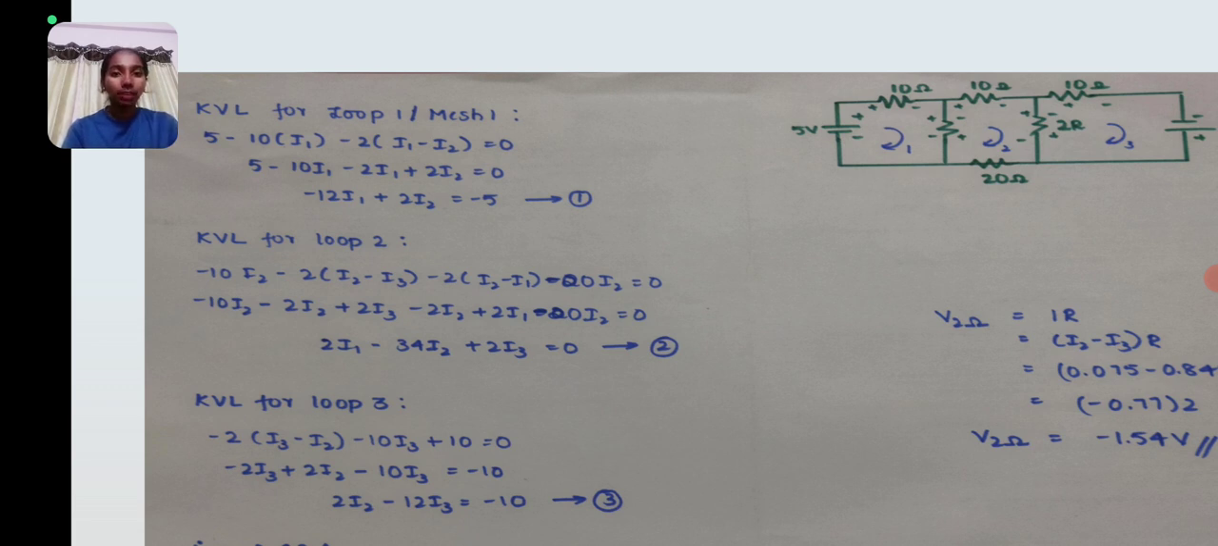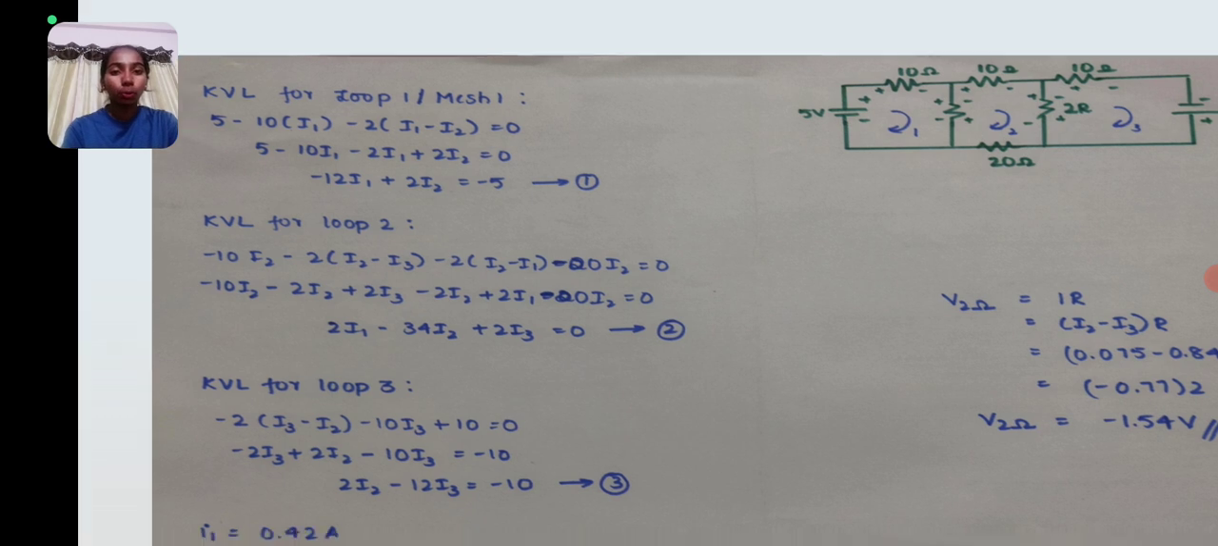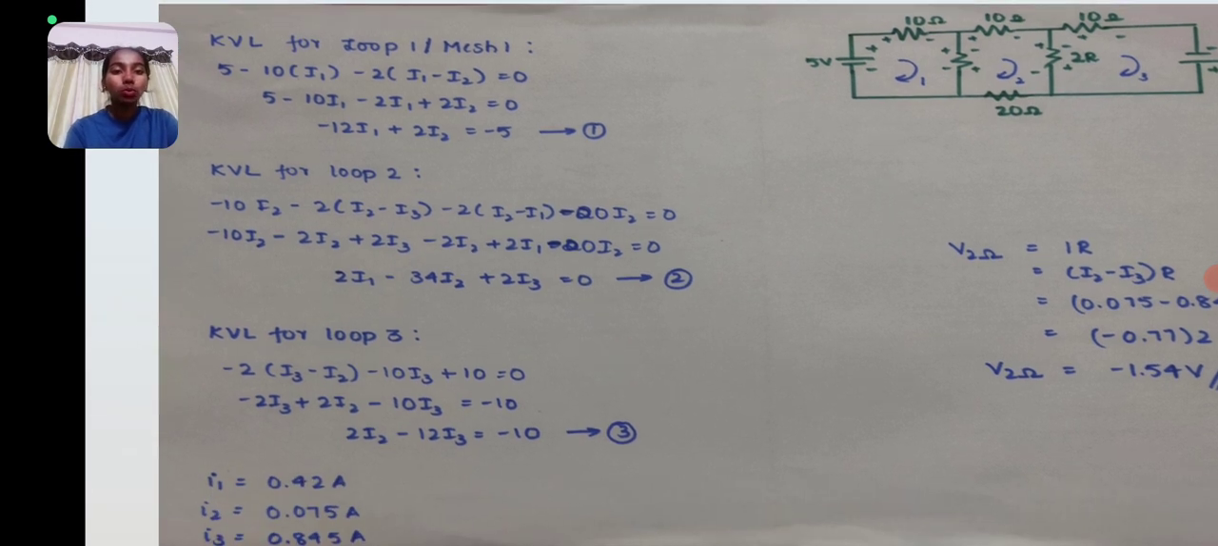Now applying KVL for loop 2, it is minus 10 I2 minus 2 (I2 minus I3) minus 2 (I2 minus I1) minus 20 I2 is equal to 0. On further simplification, we'll get 2 I1 minus 34 I2 plus 2 I3 is equal to 0. Consider it as equation 2. Now applying KVL for loop 3, it becomes 2 I2 minus 12 I3 is equal to minus 10. Consider it as equation 3.